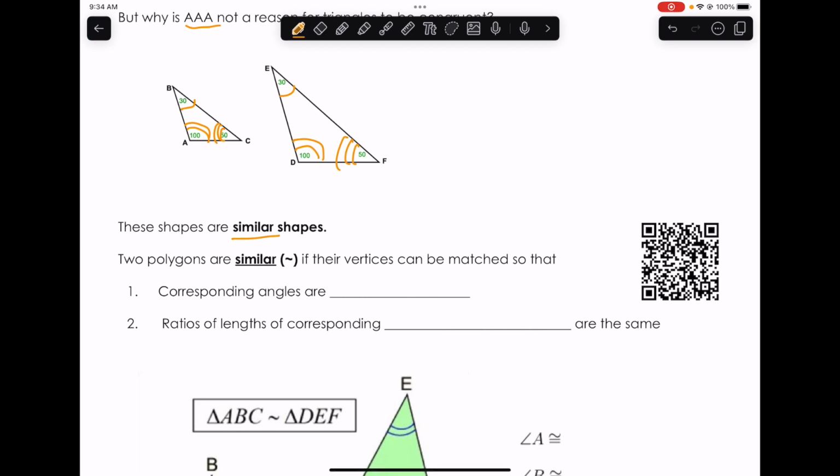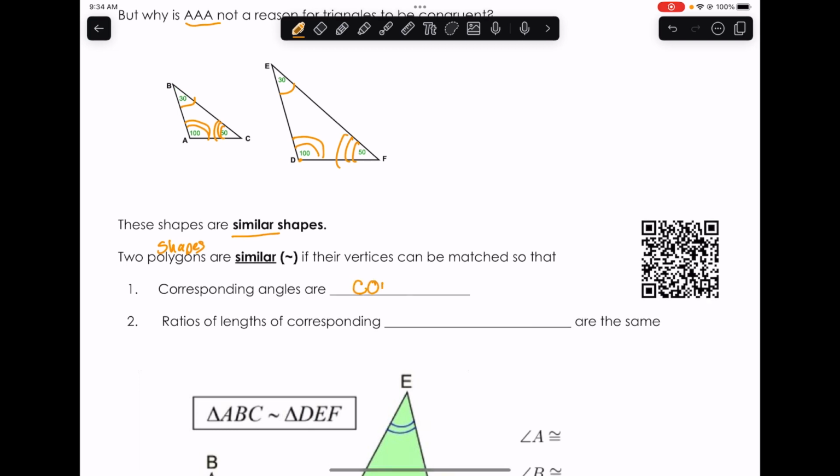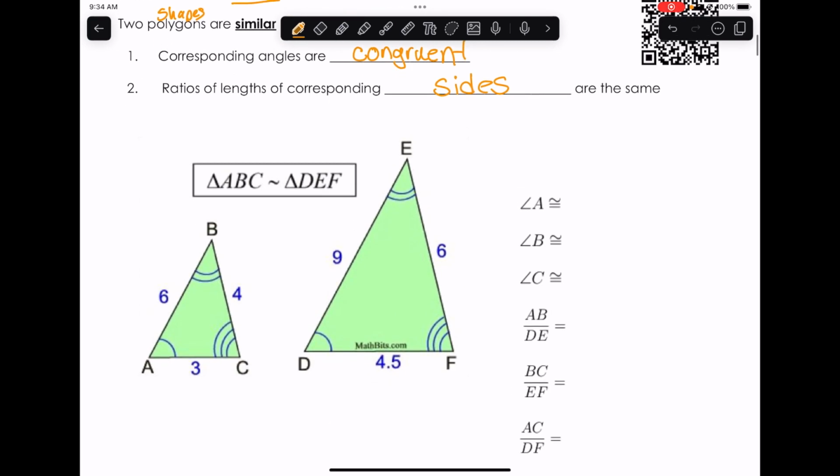So two polygons, so two shapes, are similar if their vertices can be matched, so if their endpoints can be matched so that the corresponding angles are all congruent and the ratios of lengths of corresponding sides are the same. So the sides are not going to be congruent, but they all have to sort of follow the same pattern, right?